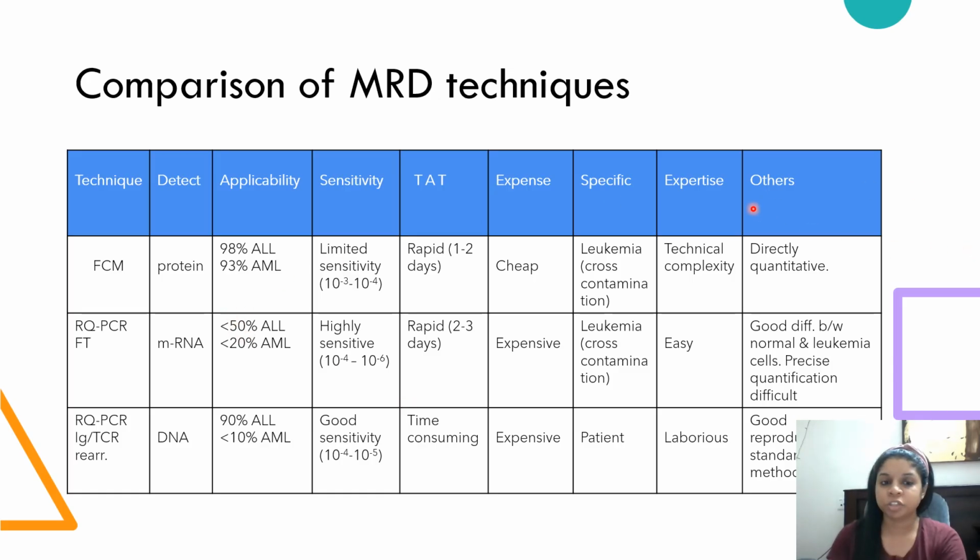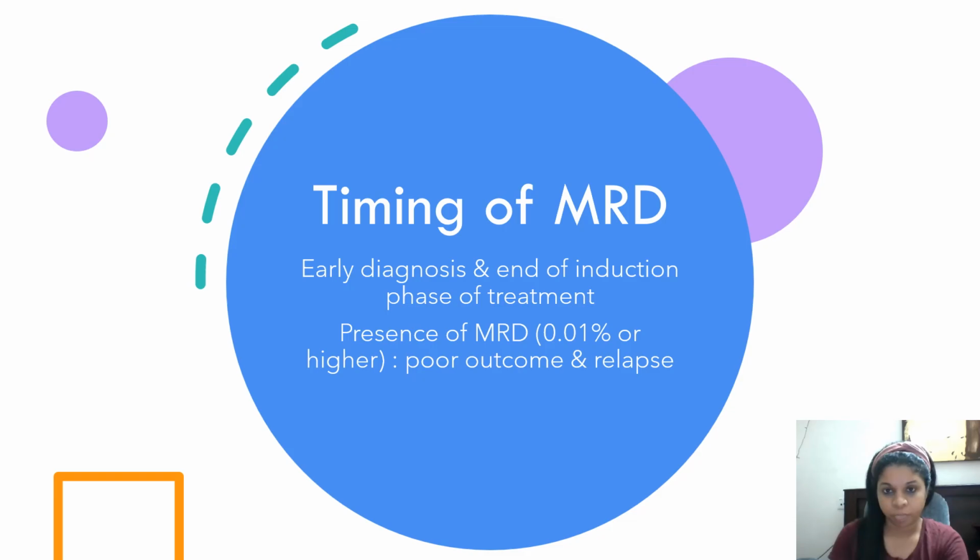Other features: flow cytometry is directly quantitative. Fusion transcript is very useful in differentiating the normal and the leukemic cells, but precise quantification is a little difficult because in normal cells also you can see different numbers of transcripts. And in immunoglobulin T cell rearrangement, there is good reproducibility, both intra-lab and inter-lab, and the methods are standardized. So what is the timing of the MRD detection?